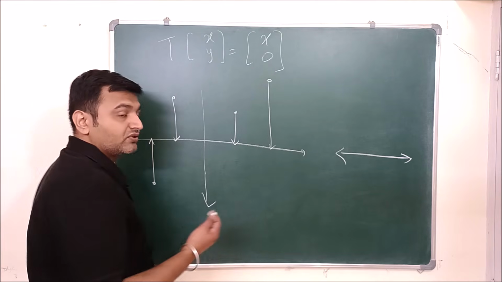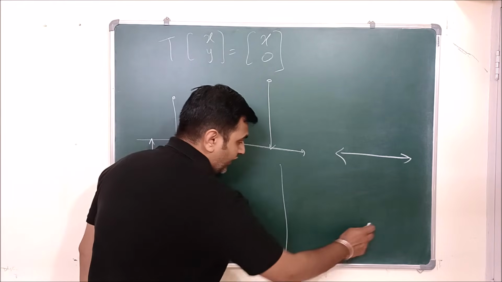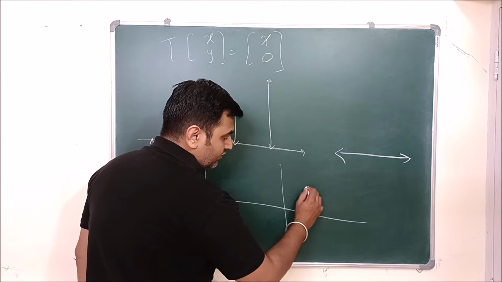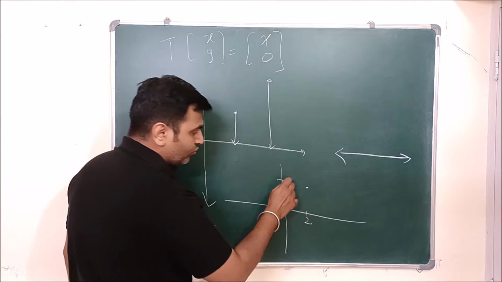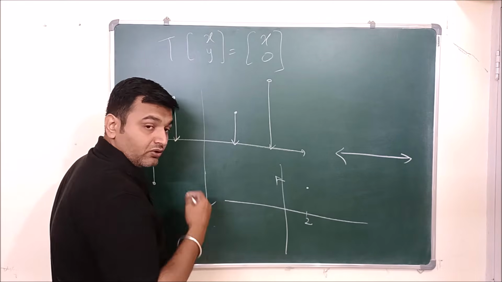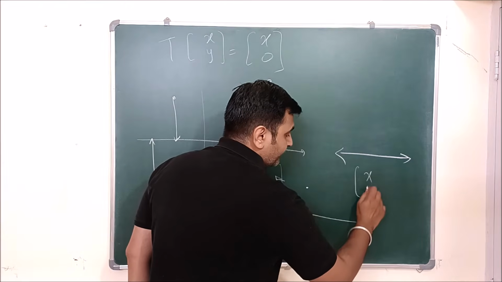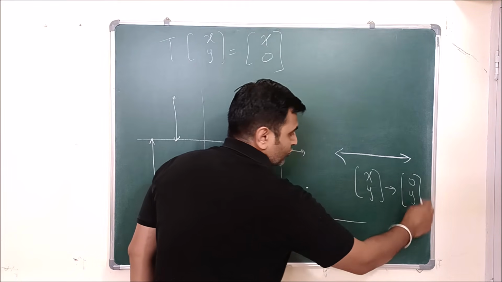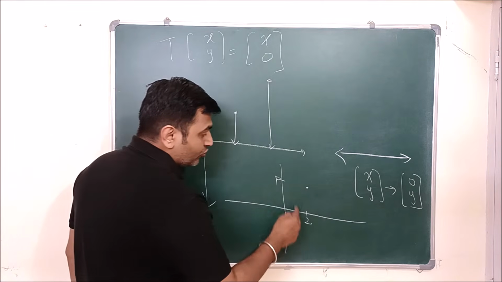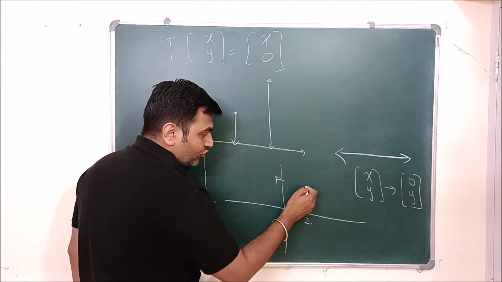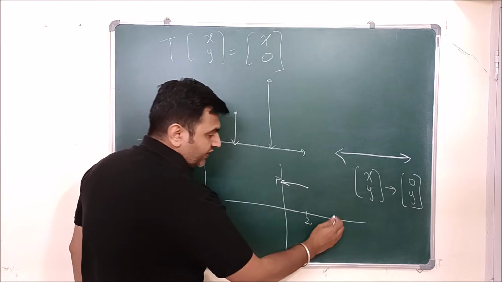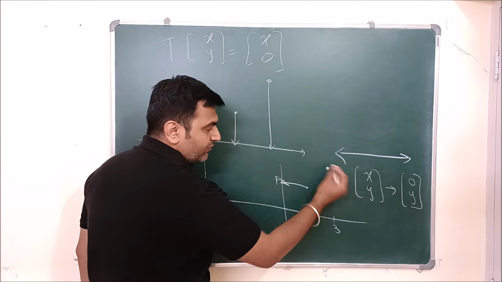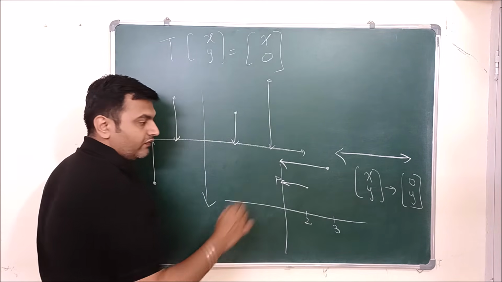Okay, similarly if you want projection on the y-axis, if you have say 2 comma 1, you want to project on the y-axis. So what map will you define? You will define x comma y goes to 0 comma y. So 2 comma 1 will go to 0 comma 1. If you take 3 and say 5, 3 comma 5 will go to 0 comma 5.